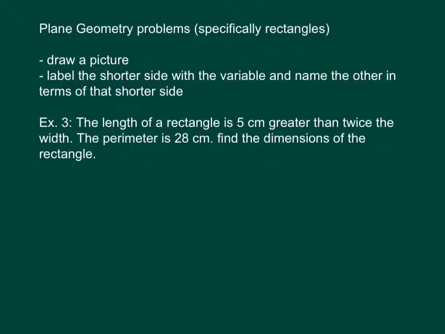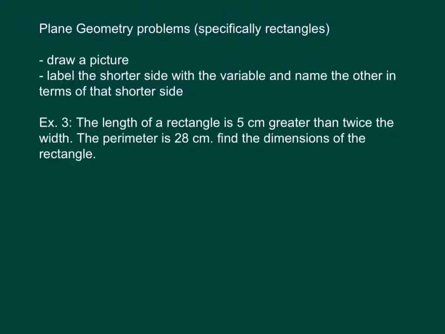Plane geometry problems, specifically rectangles, and that's where we're going to start for now for the geometry problems. You might have done some problems like this last year, I'm not sure. It's a geometry problem. That means there's a picture that can be drawn, so draw a picture. Label the shorter side of a rectangle with the variable, and then name the other side in terms of that shorter side. That way you're building on the variable instead of taking away from it. You won't have to deal with subtraction and division, rather you'll be dealing with addition and multiplication.